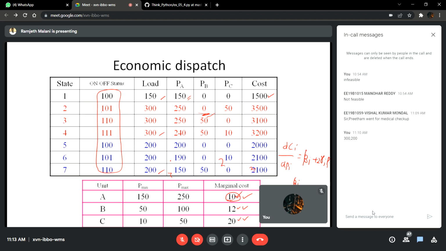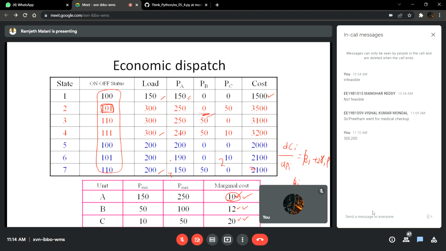Next is 101. This is the status. You have to turn on the first generator and the third generator. We are going to investigate whether this is coming out to be the P1. This is the first generator, this is the third generator. First generator and third generator are on, second generator is off.